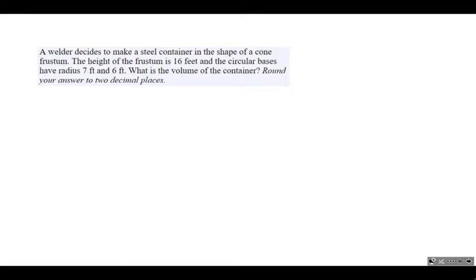A welder decides to make a steel container in the shape of a cone frustum. The height of the frustum is 16 feet and the circular bases have radius 7 feet and 6 feet. What is the volume of the container? And round your answer to 2 decimal places.